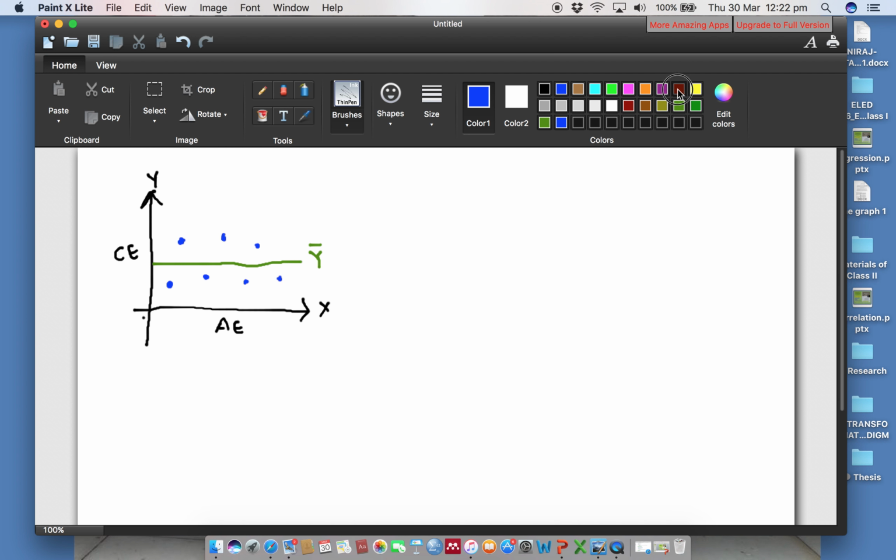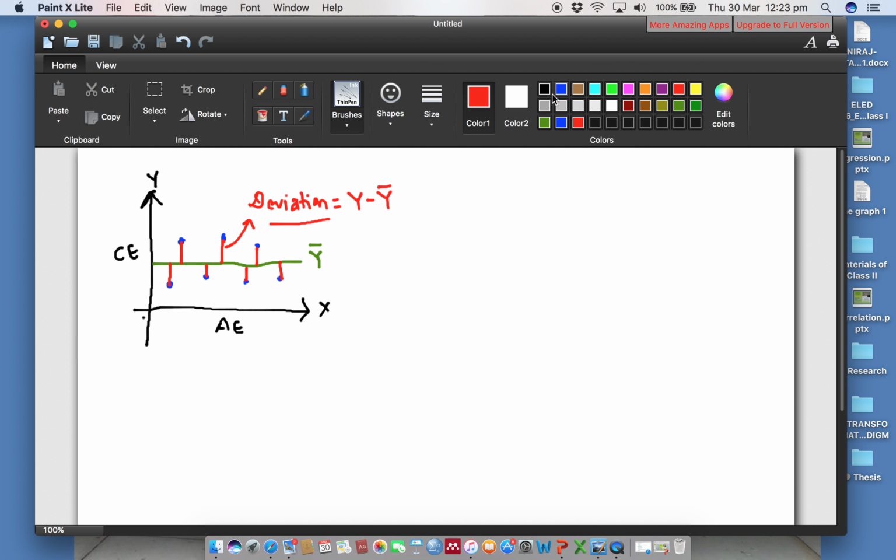Now, if I take the difference from the actual data point to the average value of cognitive engagement, then we can say this difference is deviation. This difference is deviation. So we interpret it like this: deviation is equal to y minus y bar. Okay, this is the concept of deviation.